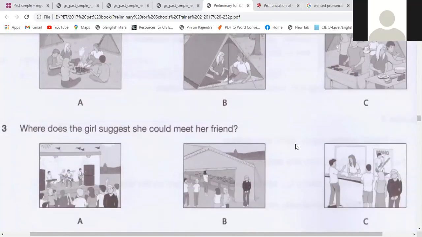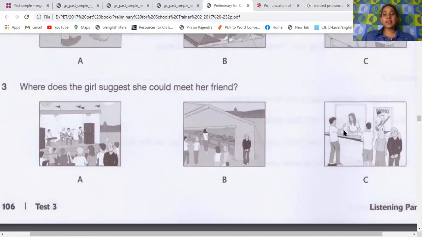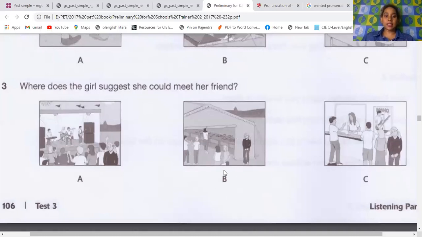Number three, what is the answer? B. B is the answer. She says the ticket counter will be a little bit crowded, so let's meet near the tent. So B is the answer.